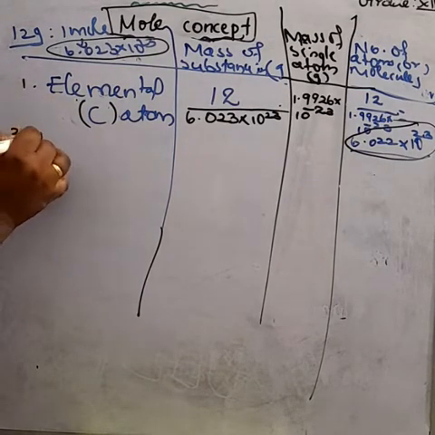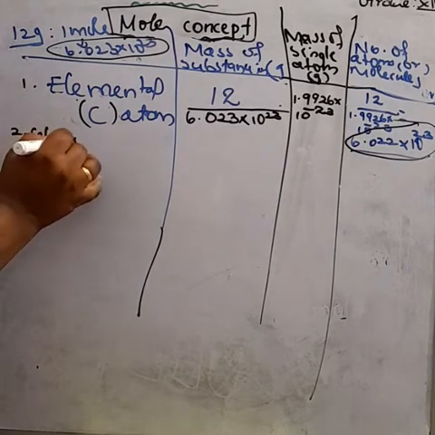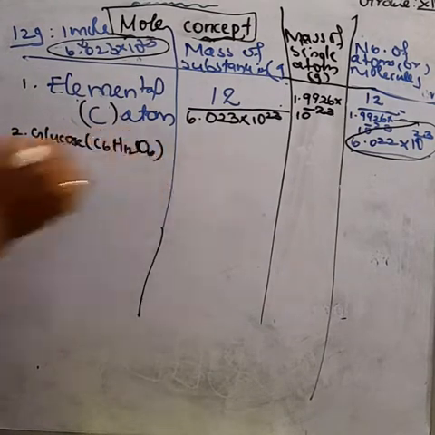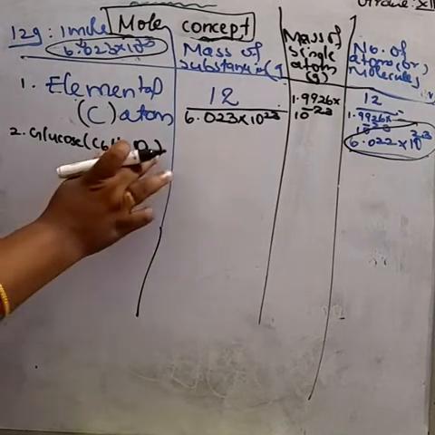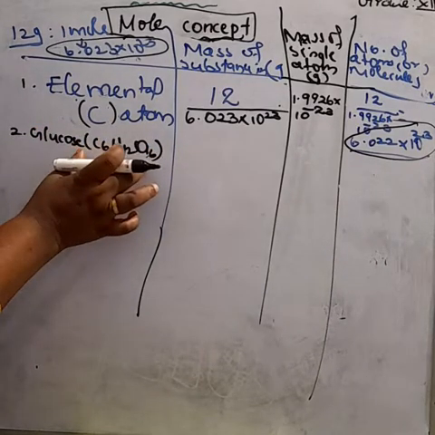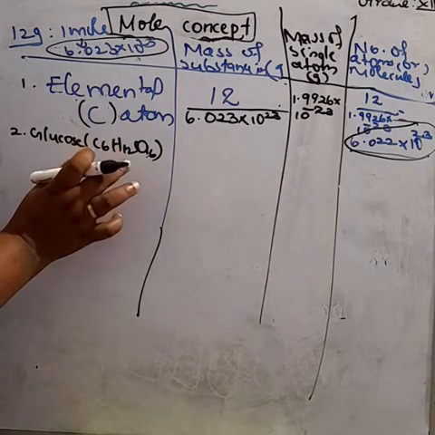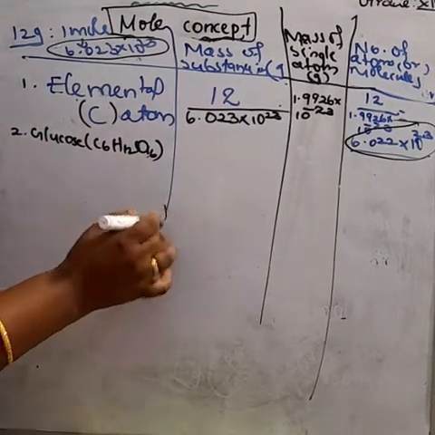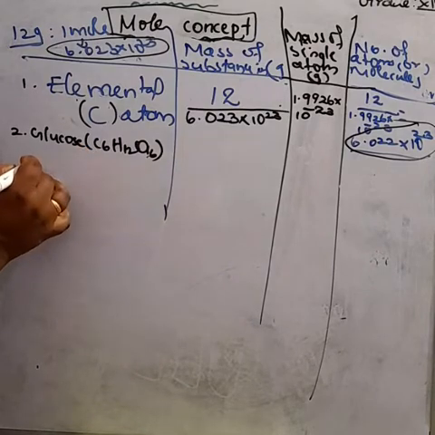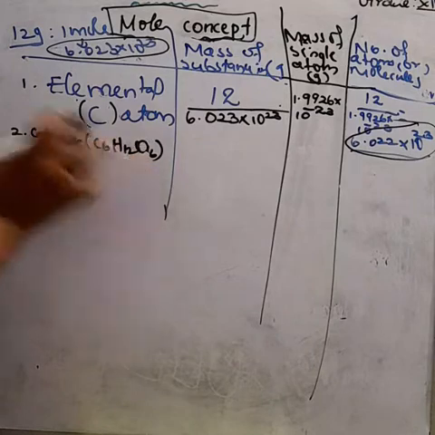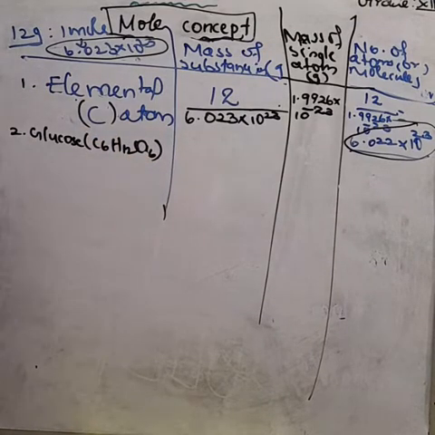Like that, another example: glucose. What is the formula for glucose? C6H12O6. So first of all, we take the mass of the substance in gram. The mass of the substance, glucose. This is a molecule, so we should calculate the molecular mass. We should give the molecular mass.